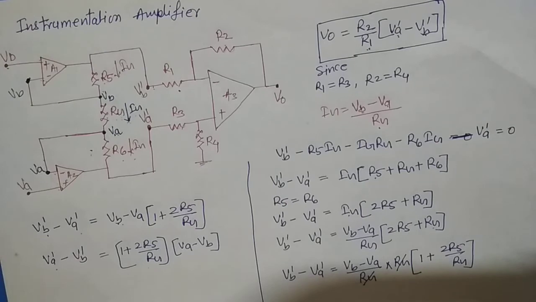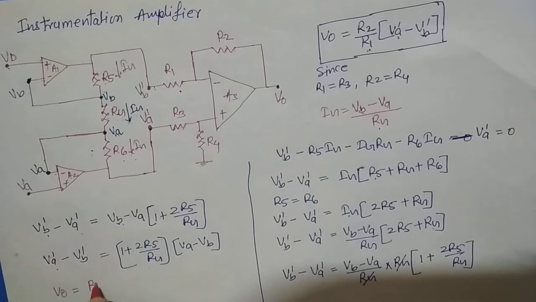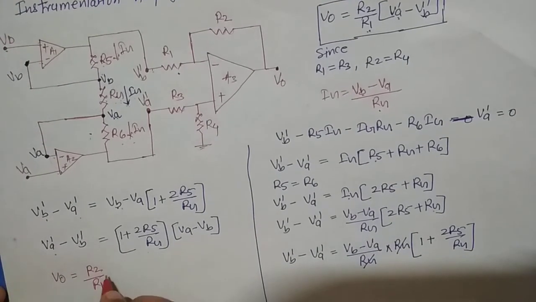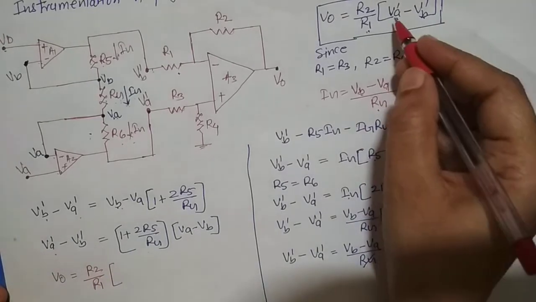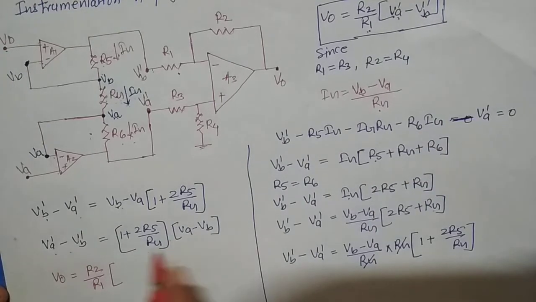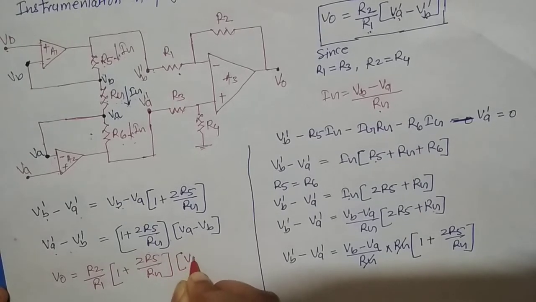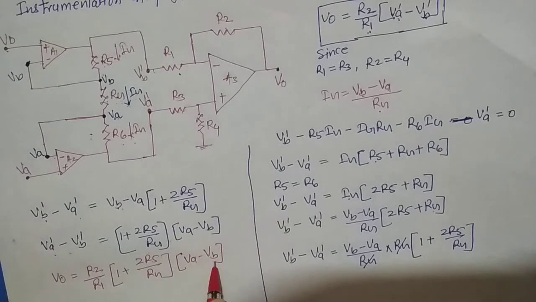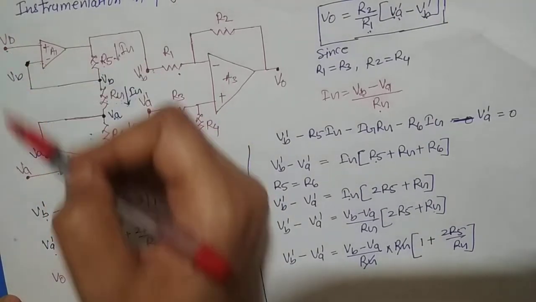So the output voltage of this instrumentation amplifier will be, output voltage is equal to R2 divided by R1 into Va dash minus Vb dash, which is equal to this term. So 1 plus 2R5 divided by Rg into Va minus Vb, where Va minus Vb is the differential input or difference of applied input voltages.